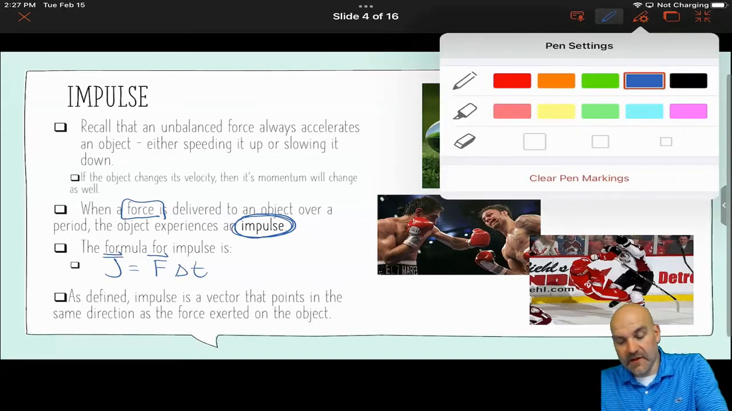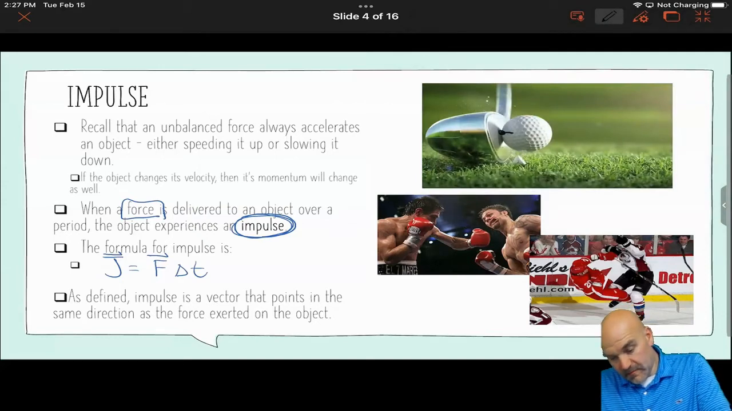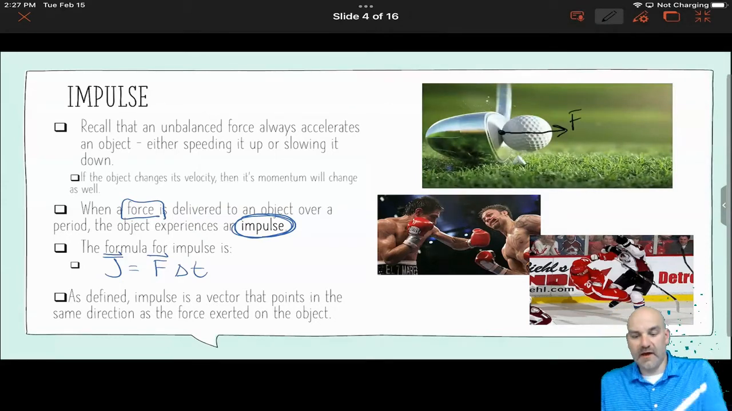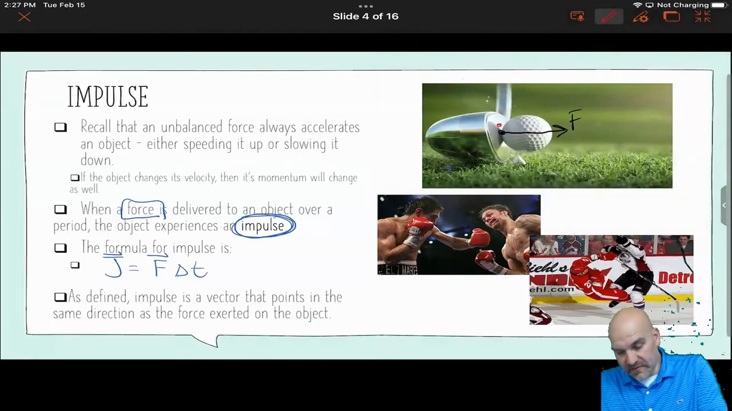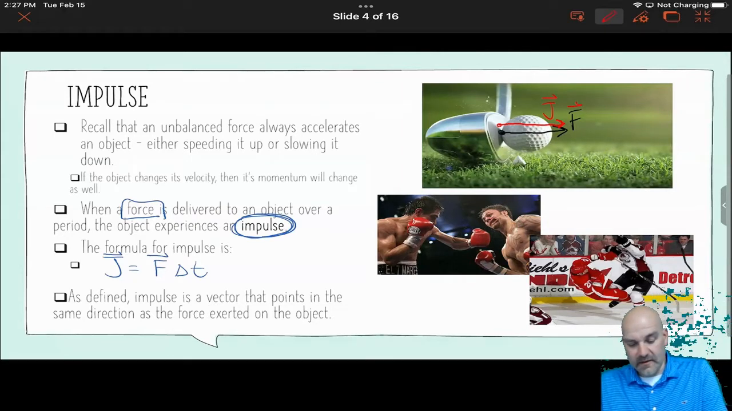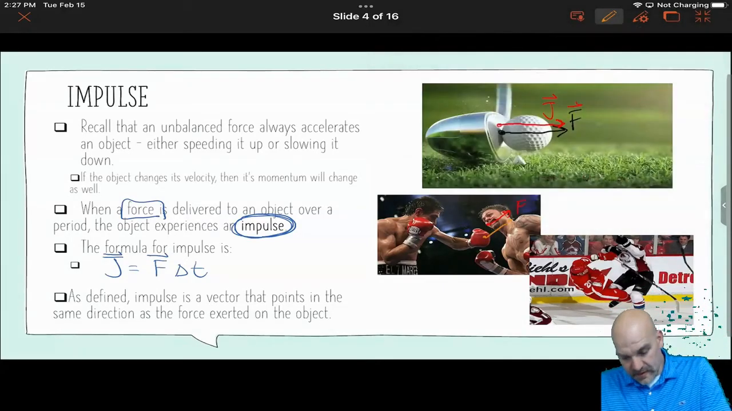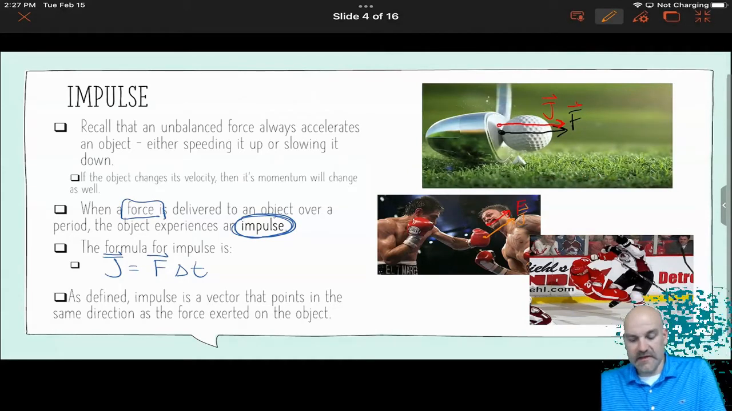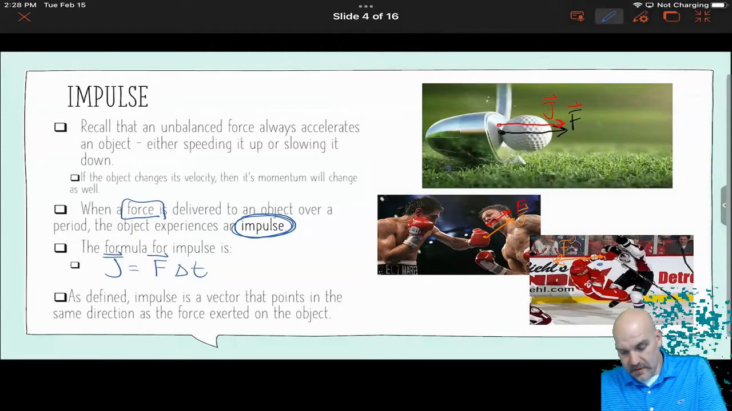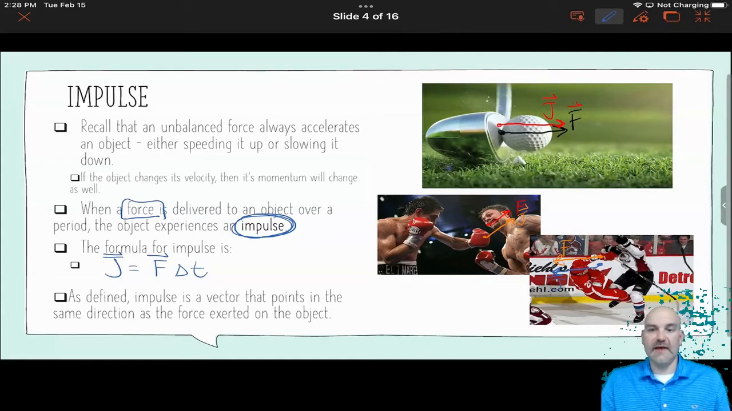If I'm looking at my golf club here, my force is along that line, which also means that my impulse will be in the same direction. They're both vectors. If I'm looking at the person being hit in the face, force and impulse all go along the same line. Same thing here with the hockey players: force, impulse, they're going to point in the same direction, along the same line.